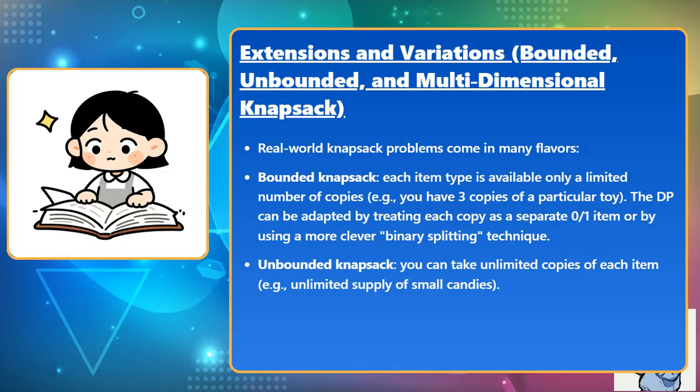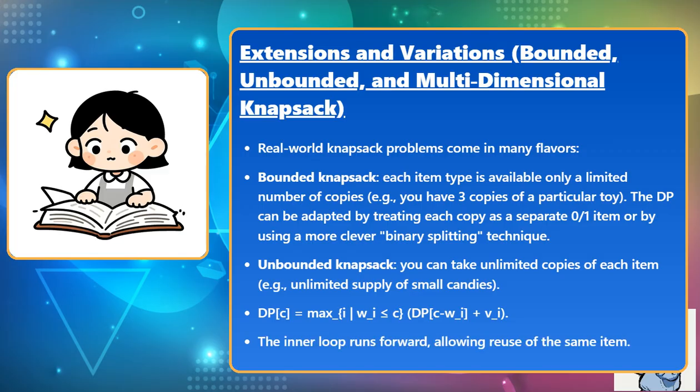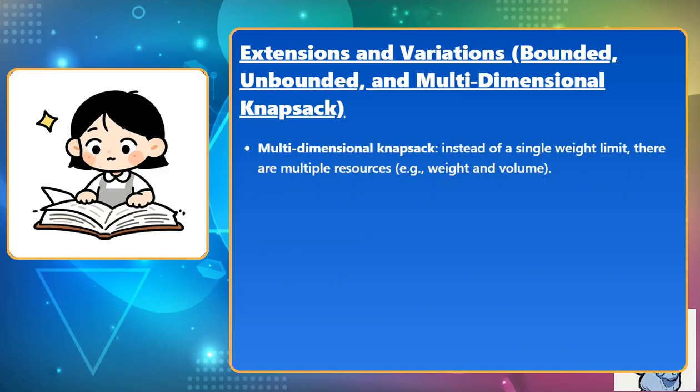Unbounded knapsack: you can take unlimited copies of each item, for example, an unlimited supply of small candies. dp[c] equals the max over i such that w sub i is less than or equal to c of dp[c - w sub i] plus v sub i. The inner loop runs forward, allowing reuse of the same item.